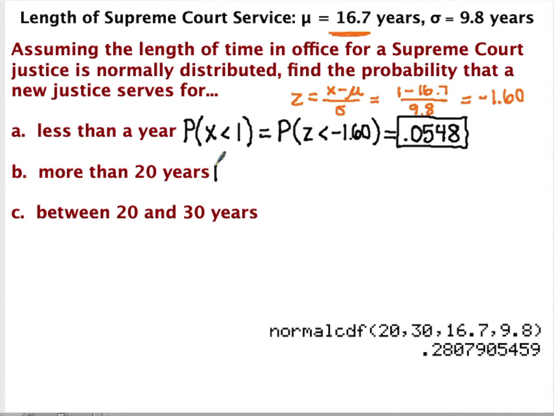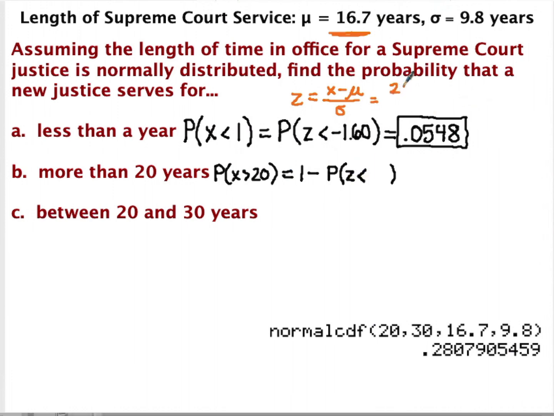How would that change if we were calculating a more than? The probability that a justice serves more than 20 years. Well, remember that the table doesn't help us with greater than, so we would have to use the complement. So we're going to take that and do 1 minus the probability of being less than 20 years. And while I'm at it, I'm going to convert that to a z-score. So I would take 20 years minus the mean divided by the standard deviation.